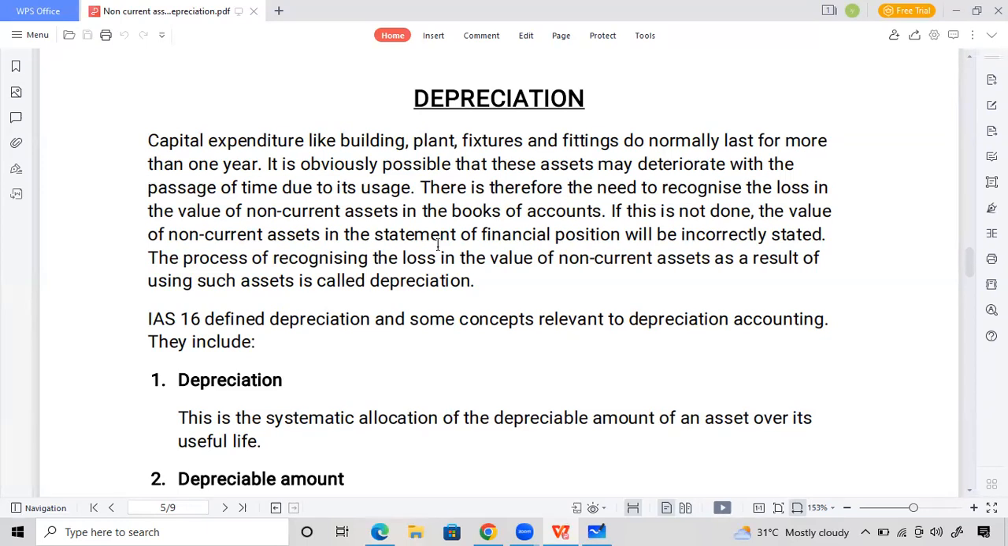So what does depreciation simply mean? Depreciation simply means the decrease in value of a non-current asset. Just take it like that. It is the fall or the decrease in a non-current asset.